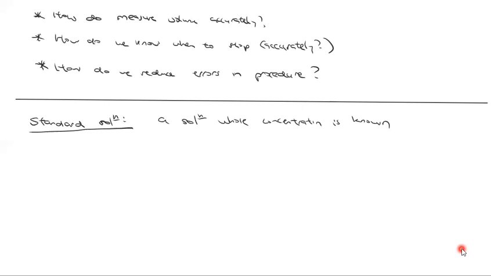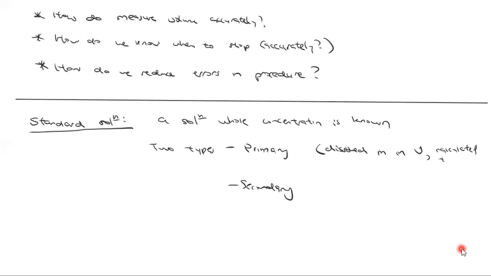To a high degree of accuracy. And this is where you have two types of standard solutions. They'll either be primary or secondary. And if it's a primary one, basically you made it. You made the primary solution, so you dissolved a certain mass into a certain volume, and then calculated the concentration.